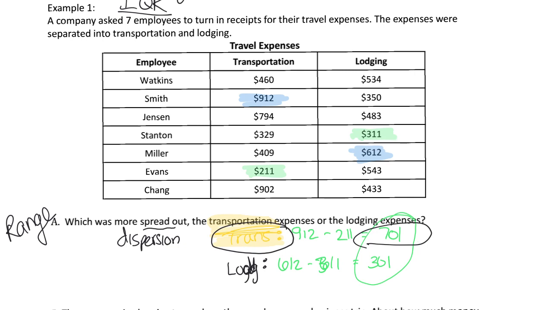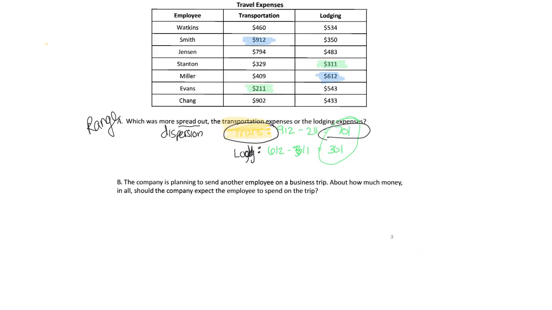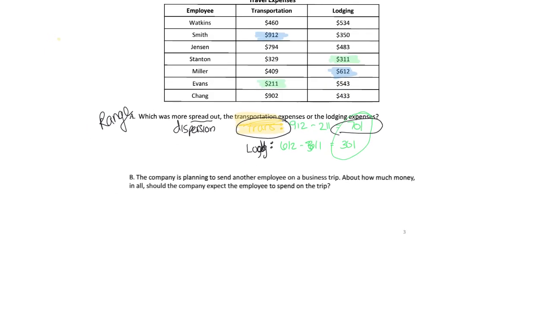Okay, so I want you to look at example B and try to figure out what that's asking. So pause and try to figure out example B. If you didn't understand what it was asking, pretty much it wants you to find the mean of both of them, of both transportation and lodging, and then add those up. So if you didn't do that, pause now, but I'm going to keep on going.